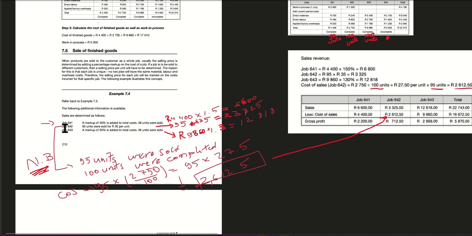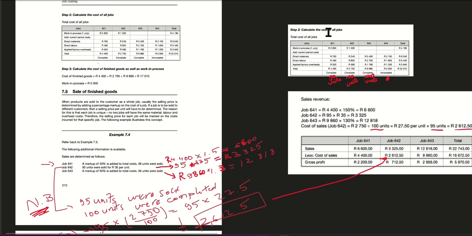All right, but as to job 641, they did not provide you a rand amount, they provided you a markup of 50%. So what you're going to do is look at job 641, which is the first job. The total cost was 4,400. They say that there is a markup of 50%.